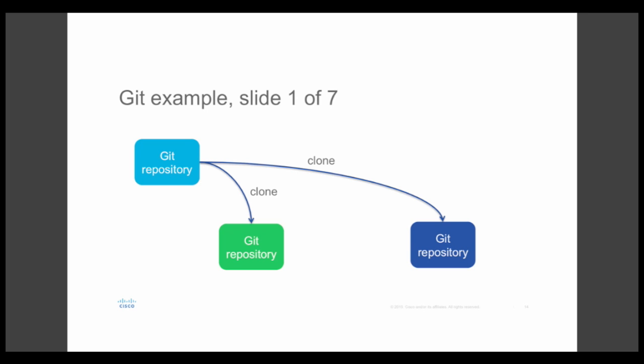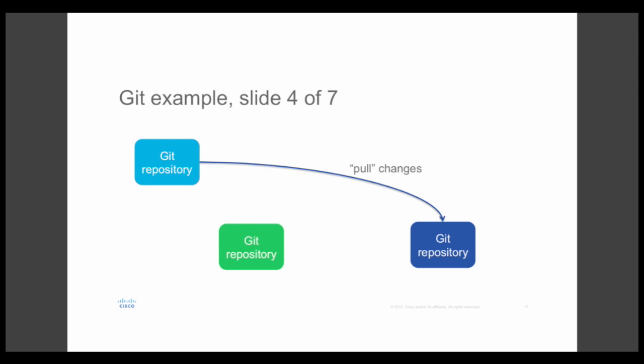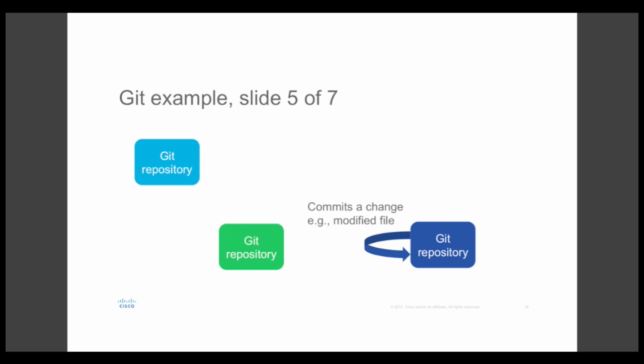If you have you and one other worker, or you on two machines, you both end up cloning the same repository. And then the green user here adds a file, makes a change, and commits that to his repository. And then he pushes that to the upstream Git repository. That's now available for anyone who's cloned it. So now the blue user can pull that down.